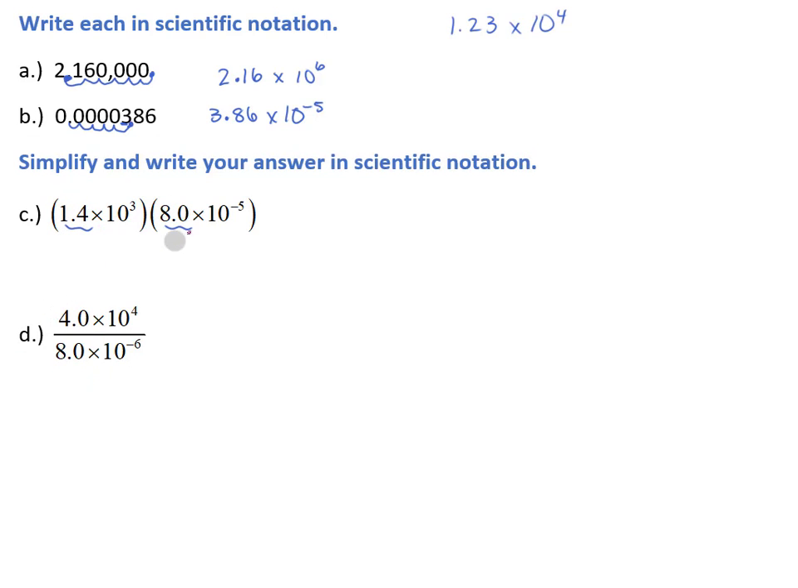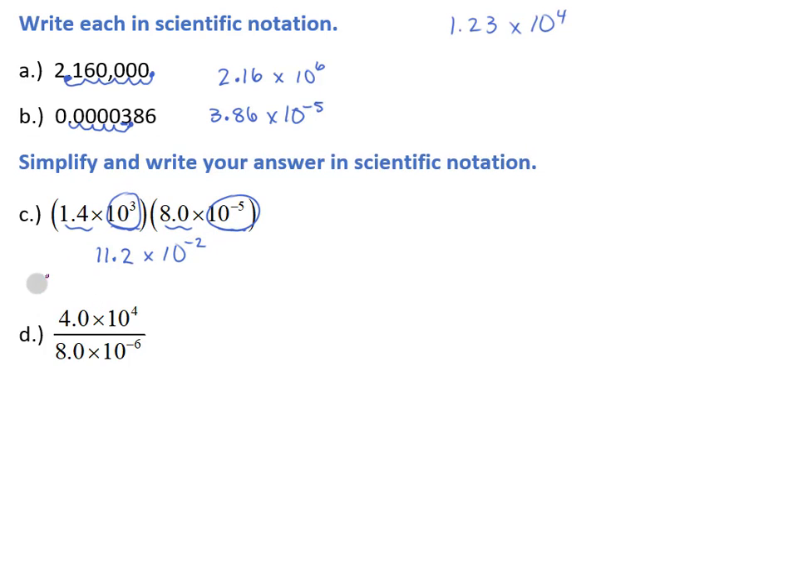Scratch that. So we're going to multiply the first 2 parts here, 8 times 1.4. Okay, which is 11.2. And then we can multiply these, right? And using our properties of exponents, if we multiply things that have the same base, we can keep the base and add the exponents. So if we add 3 and negative 5, we get negative 2.